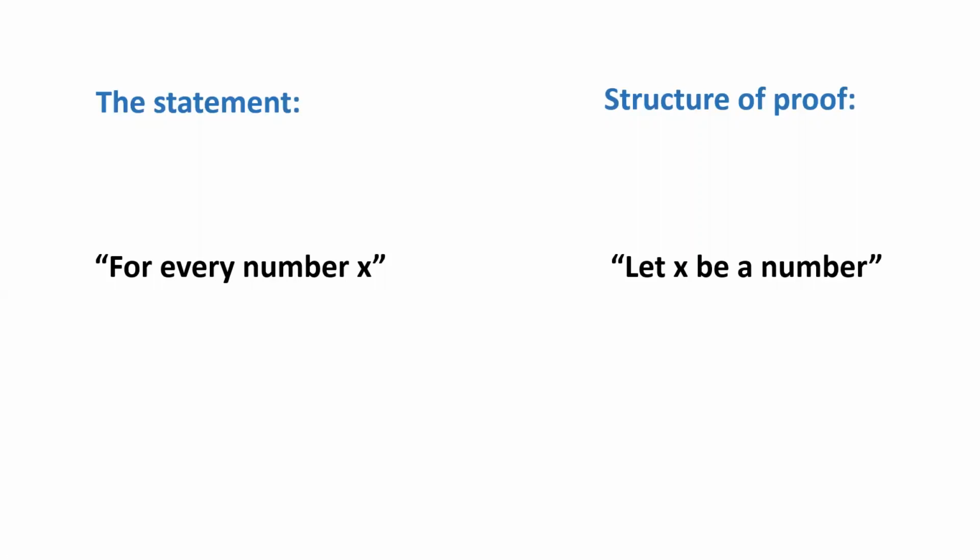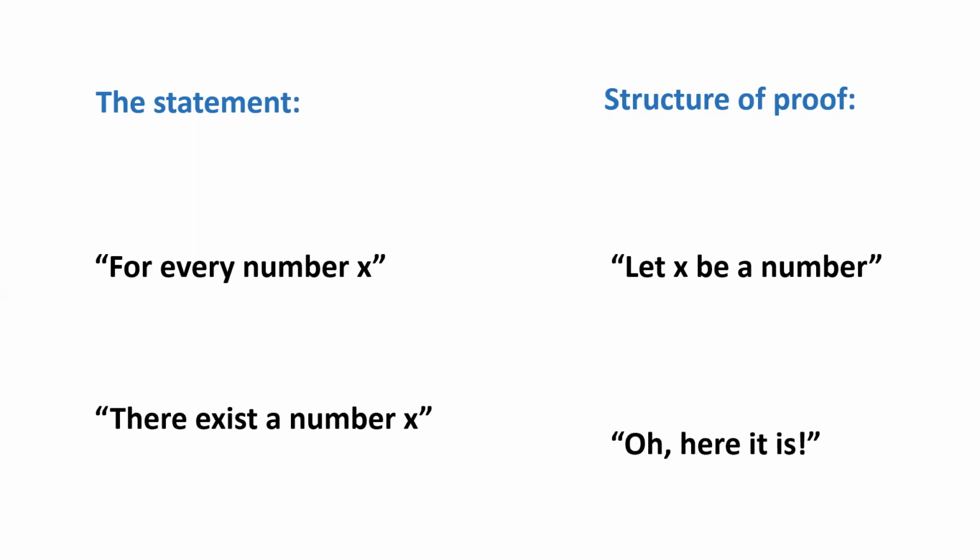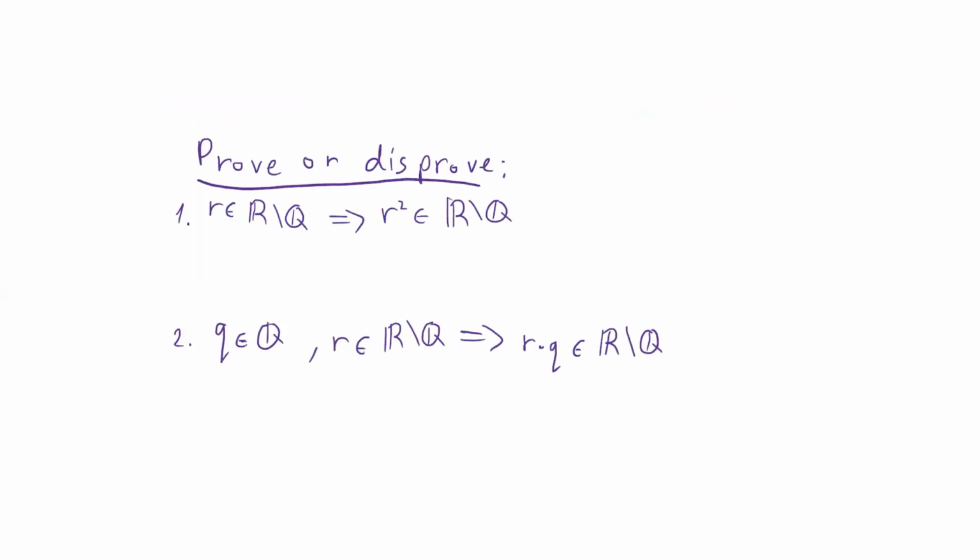If we have an existence statement, such as "there exists a number x", then the proof should begin with showing this x. If I show "there exists a black cat", I show you a black cat, I proved that there exists a black cat.